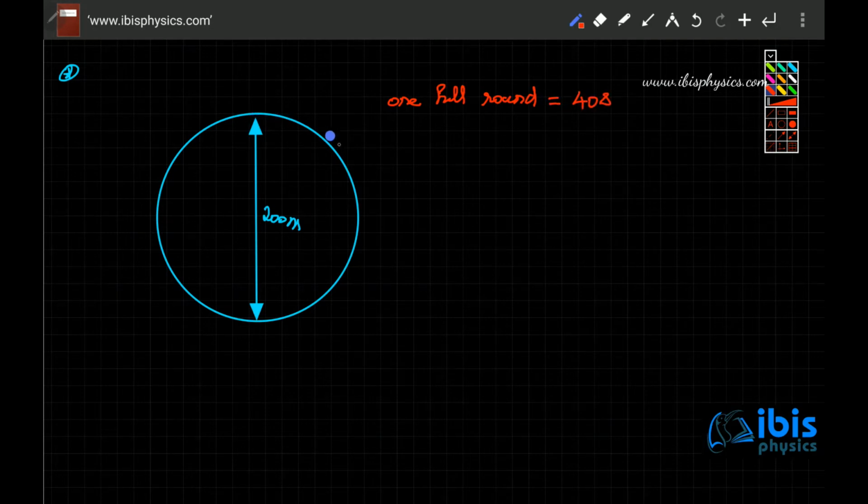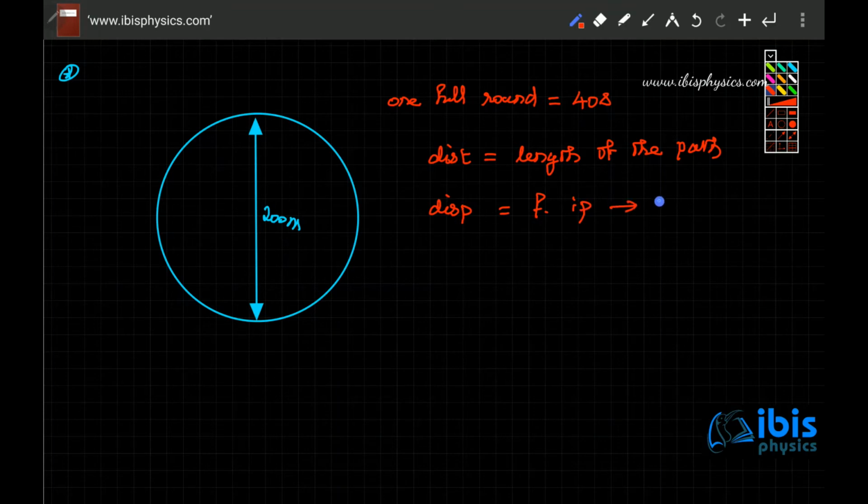So what is the distance for one full round? When the person moves around once, he will come back to the starting point. If they ask distance and displacement, the distance is the circumference of the circle. We know that distance is the length of the path traveled, the total length of the path, whereas displacement is the shortest distance from the initial point to the final point.